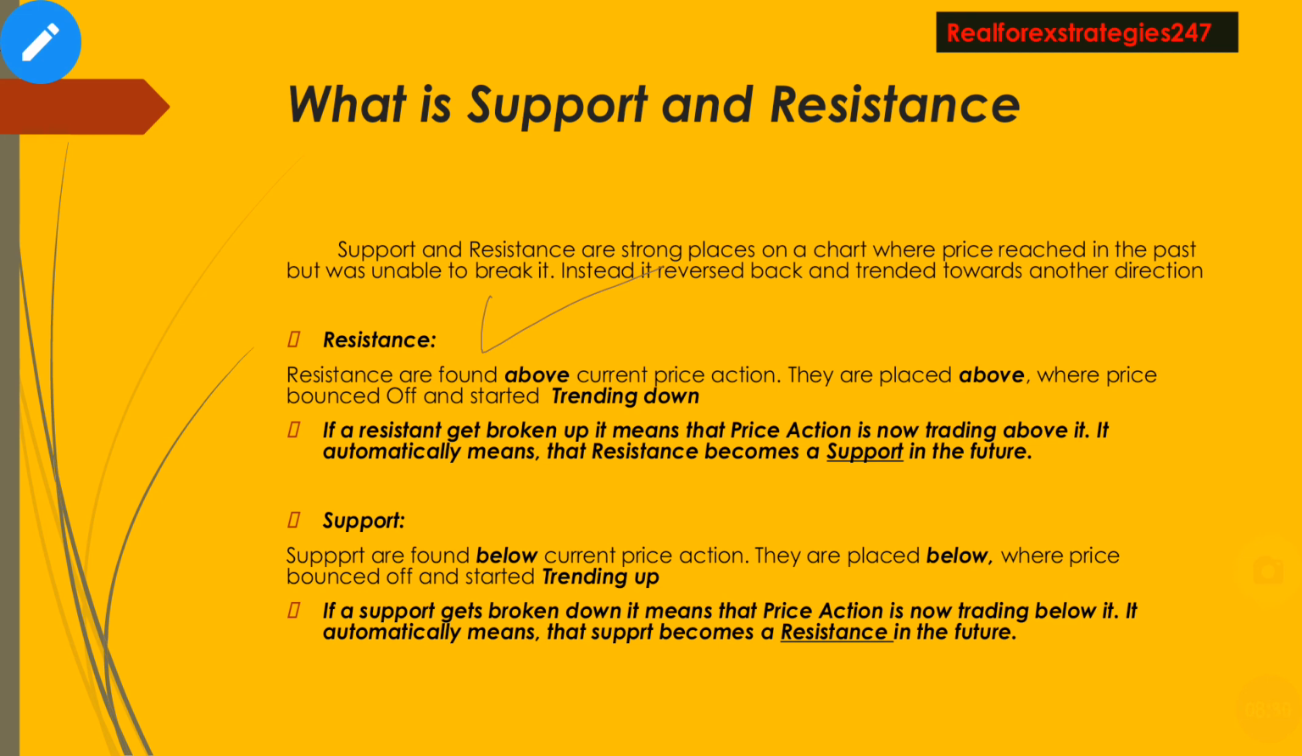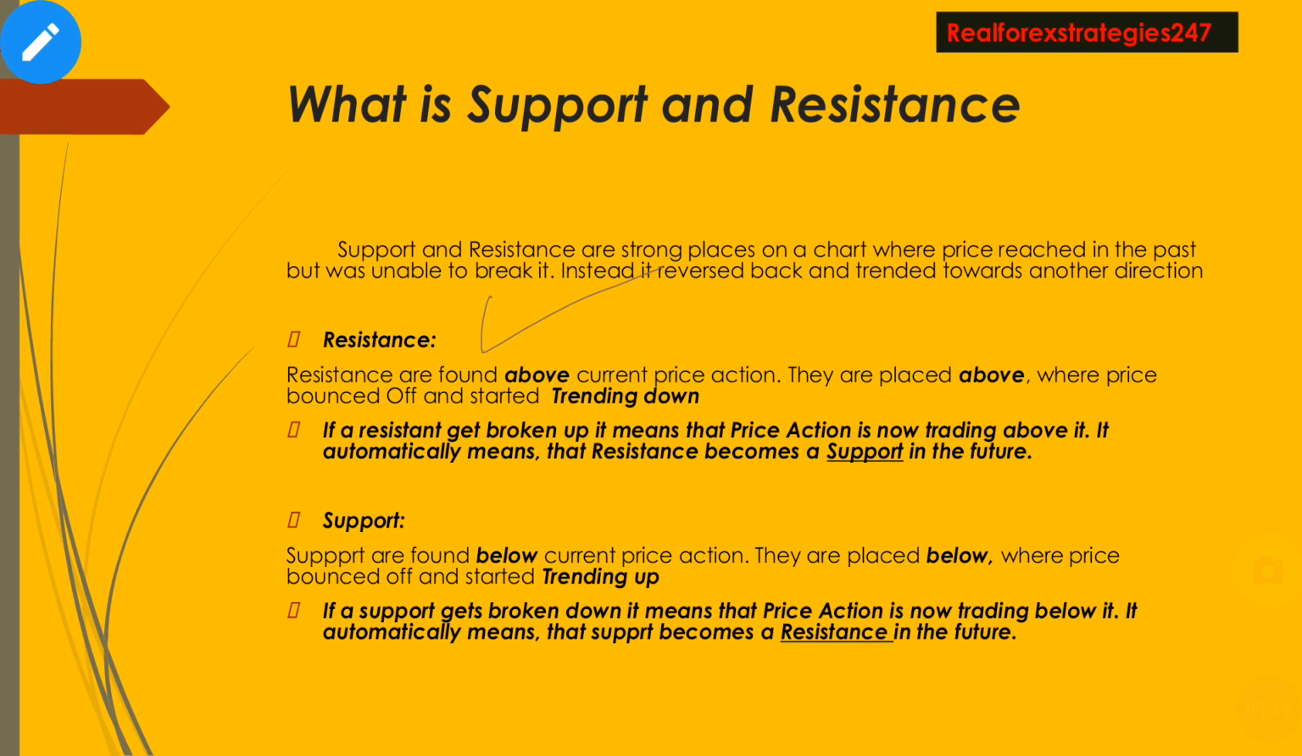If it bounces off a resistance, it can also trend sideways or it can also consolidate. In other words, it doesn't have to trend down, right? It doesn't have to trend down, but it usually trends down. But it can also trend sideways, that is consolidate or get into a range. These are words for a sideways market. Now, if a resistance gets broken, it means that price action is now trading above it. It automatically means that that resistance becomes a support in the future.